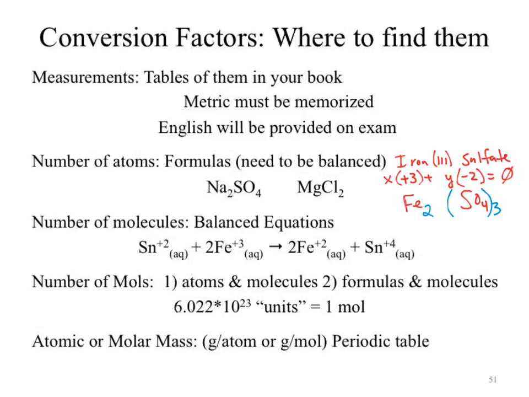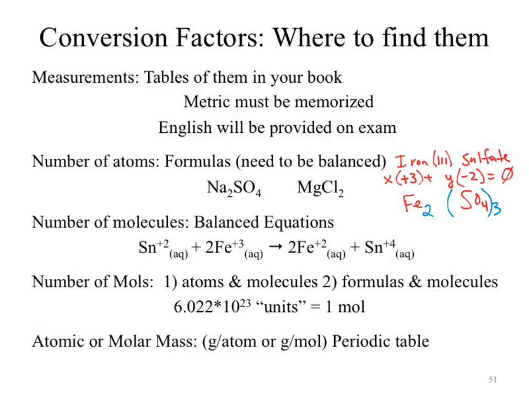From the equation, we have an extra piece of information here. I now have the ability to relate any atom to any other atom or molecule within my equation. If I give you one tin ion, tin plus 2, how many iron 3s do we need to react? 2. Why do we know that? It's what the balanced equation tells you. For every 1 tin, 2 iron plus 3s need to react.